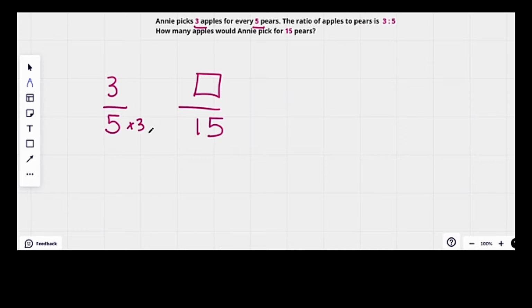So whatever we do to the bottom, we have to do to the top. So we also have to multiply that by 3. So 3 times 3 is 9. So the answer is Annie would have to pick 9 apples in order to have 15 pears. And remember that this 9 over 15 can also be written as a ratio of 9 to 15. And that would be our answer.